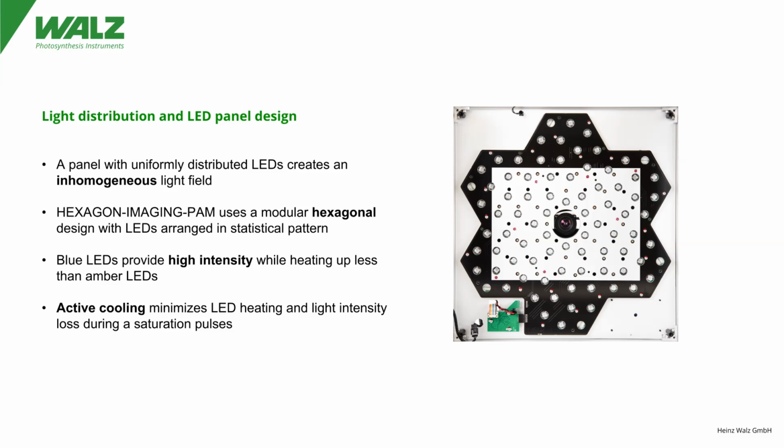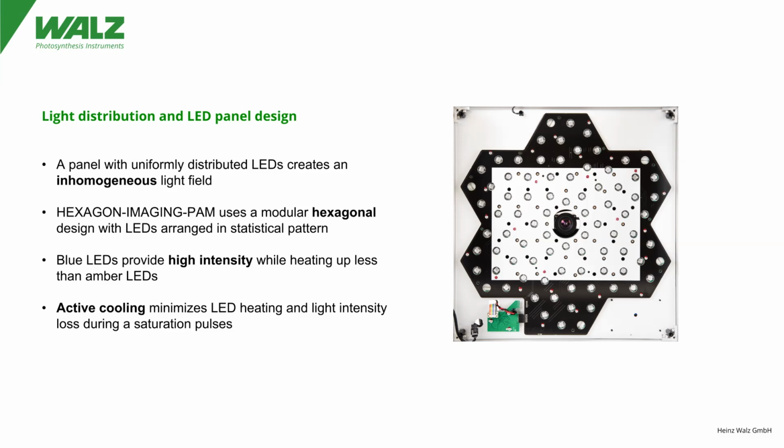Several technical requirements must be met for reliable chlorophyll imaging measurements. One critical aspect is the homogeneity of the illumination. A homogeneously illuminated area is crucial for high-quality measurements because inhomogeneous illumination makes it difficult to distinguish between light intensity effects and true physiological differences. Simply distributing LEDs evenly across a panel would result in higher light intensity in the center and lower intensity at the edges. Therefore, for the HEXAGON-IMAGING-PAM, a modular illumination system based on hexagonal units has been developed.